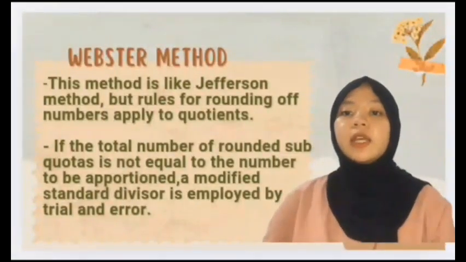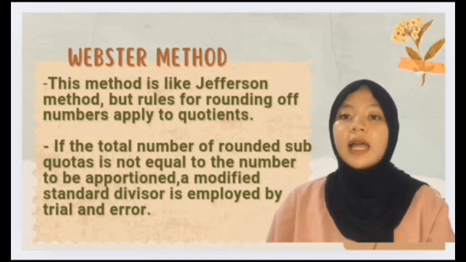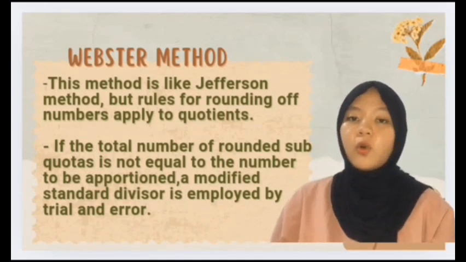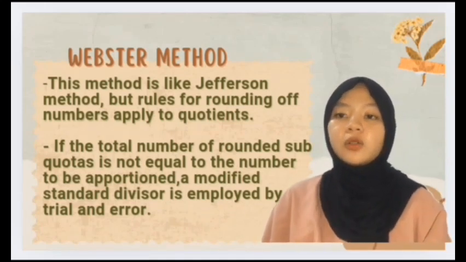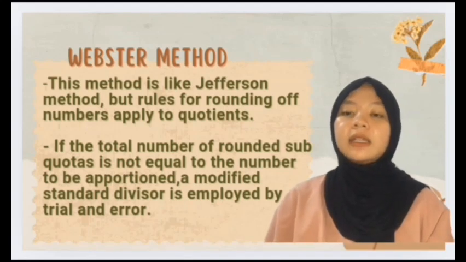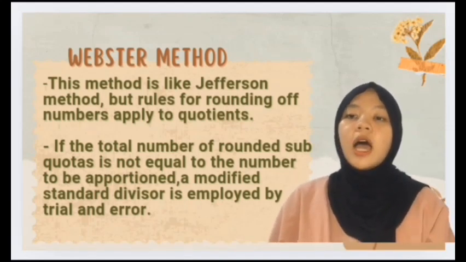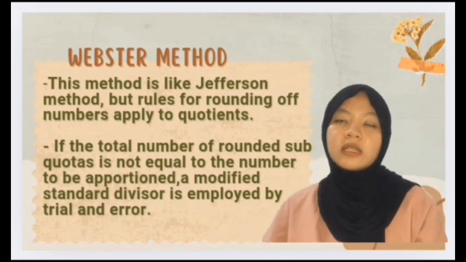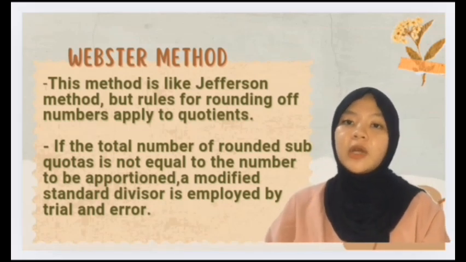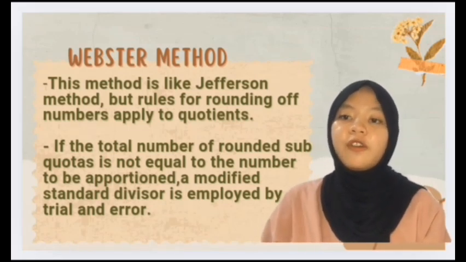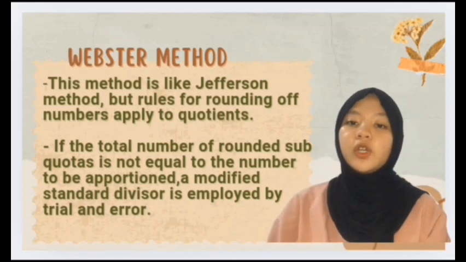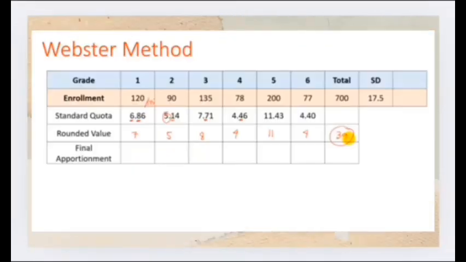Pag sinabi nating Webster method is kagaya lang ng Jefferson's method. So, kaso nga lang, imbis na lower quota ang hinahanap natin, ang gagawin natin ay yung usual rounding off numbers na ang gagamitin natin. At syempre, pag hindi pa rin natin nakuha sa unang standard, iisip ulit tayo ng MSD or Modified Standard Divisors. Yun yung Webster method. Okay, so example of Webster method.